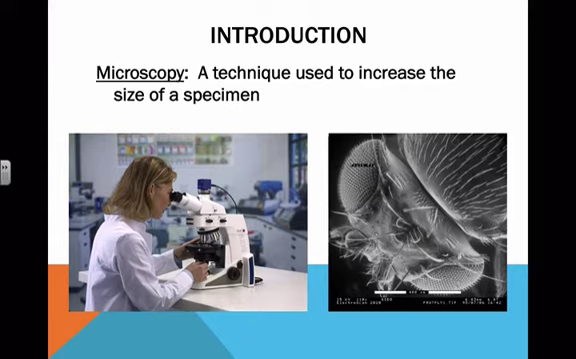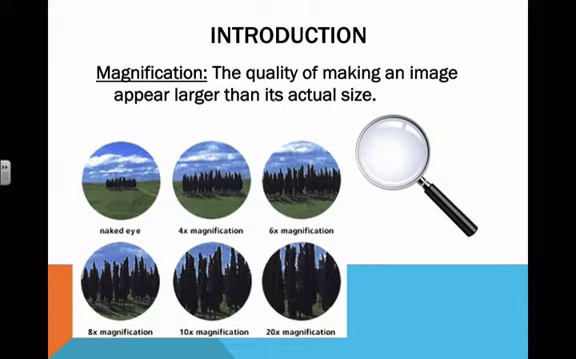There's a couple of terms we need to talk about with microscopy. One of them is magnification, and as you can see to the right here, we've got a magnifying glass. And what does that do? Well, it makes images larger than they actually are. So here we have some different magnifications of an object.